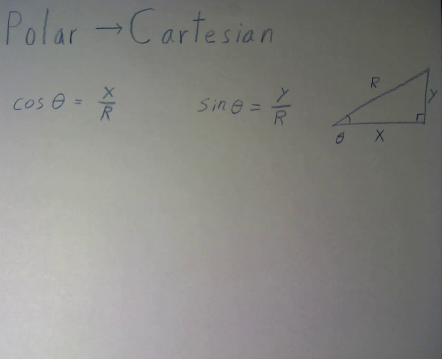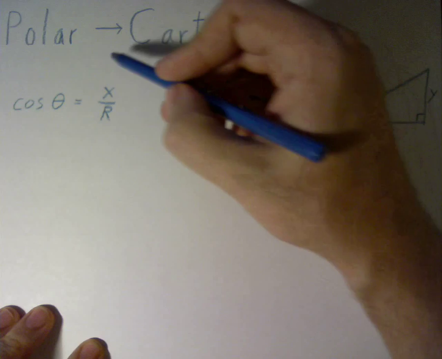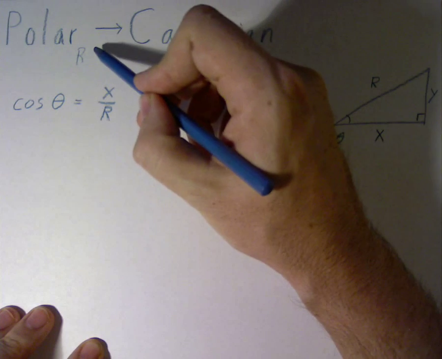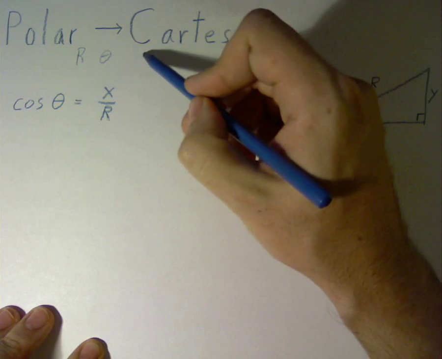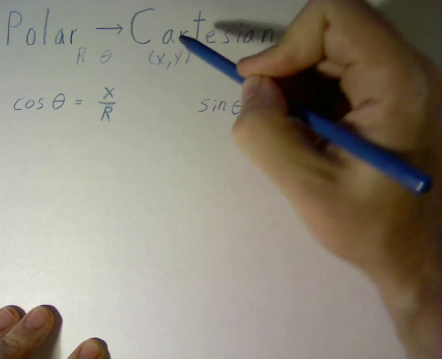Here, we are going to look at how to convert polar coordinates into Cartesian coordinates. Or in other words, how to convert coordinates from r at a certain angle to an xy coordinate.